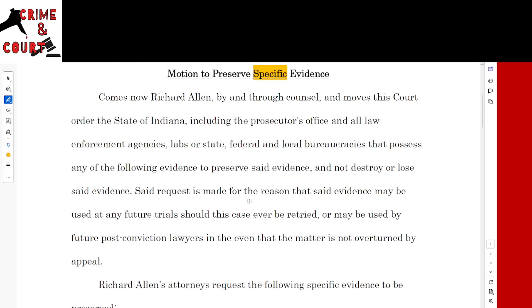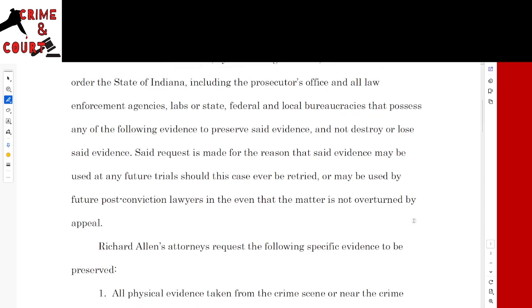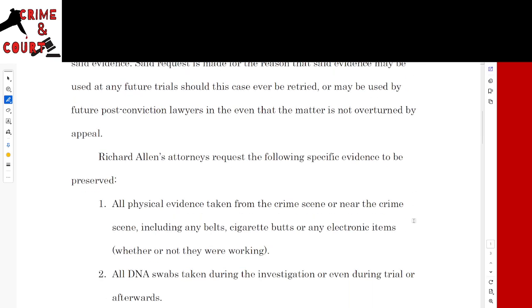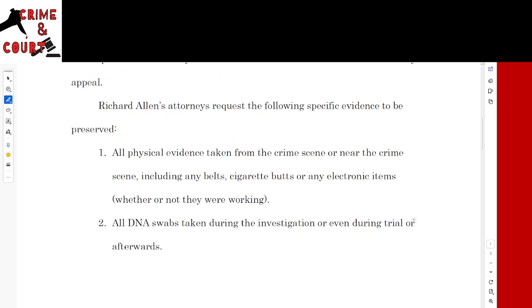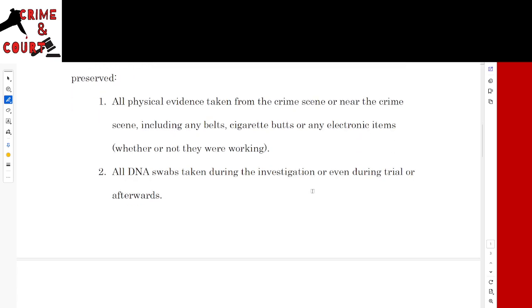motion for evidence. Said request is made for the reason that said evidence may be used at any future trials should this case ever be retried, or may be used by future post-conviction lawyers in the event that the matter is not overturned by appeal. Richard Allen's attorneys request the following specific evidence to be preserved. Number one, all physical evidence taken from the crime scene or near the crime scene, including any belts, cigarette butts, or any electronic items, whether or not they were working.